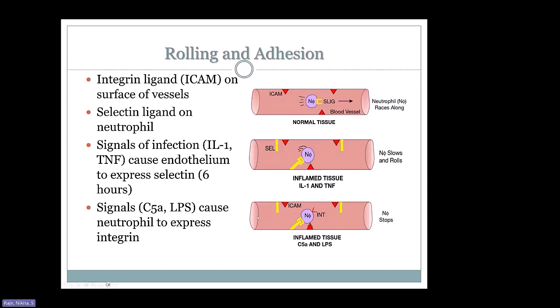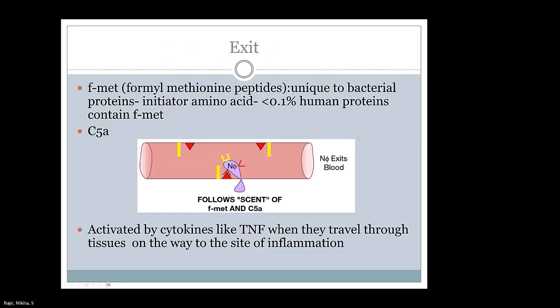There are other signals like C5a and LPS that cause neutrophils to express integrins. So at baseline, there's no selectin on the endothelial wall and there are no integrins on the neutrophils. So now that the integrin is expressed on the neutrophil surface, it will come in contact with these ICAMs and come to a complete stop. So as it rolls with the selectins, when it makes contact with the integrin ligands, it will come to a complete stop, and then it's going to exit the circulation.